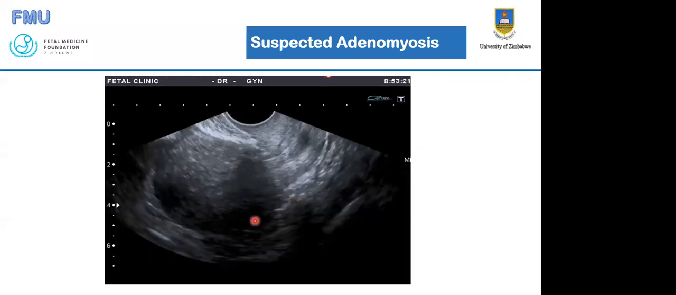Sometimes it may appear like this and deceive you and make you say, what are you looking at? If you look carefully, you can see that it's not well circumscribed here. And what you are seeing are more like shadows, and the endometrial echo is obliterated.